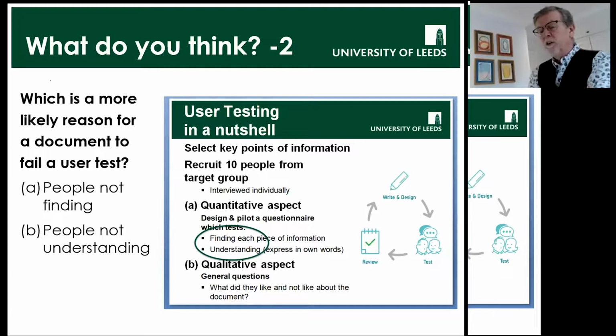So just my second question for you. I've talked about user testing and how we get people to find information and then explain it. And so I want you to think about what you think is most likely for a reason for a document to fail: that people can't find the information or people can't understand it. And this is looking really promising because it is about 50-50. So this is remarkably consistent to that.